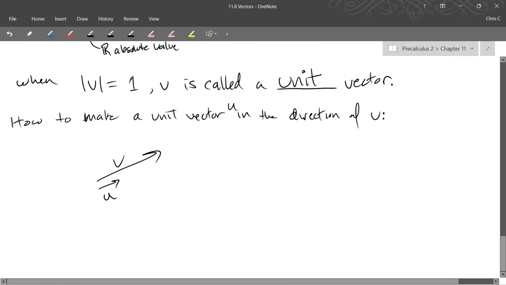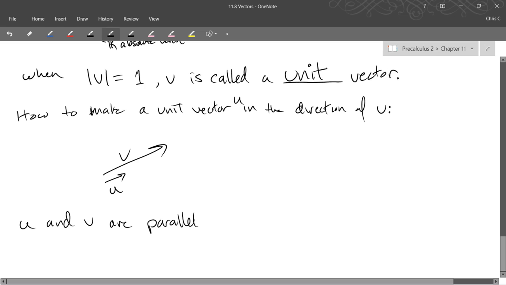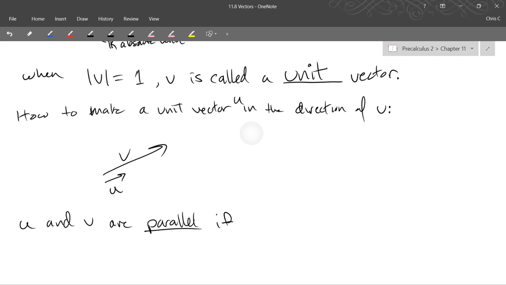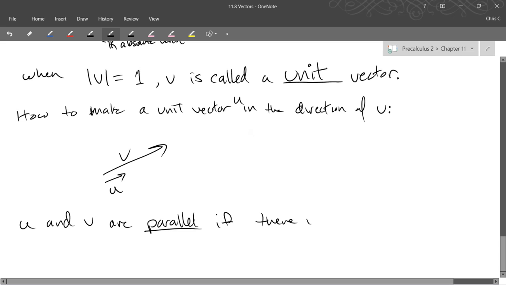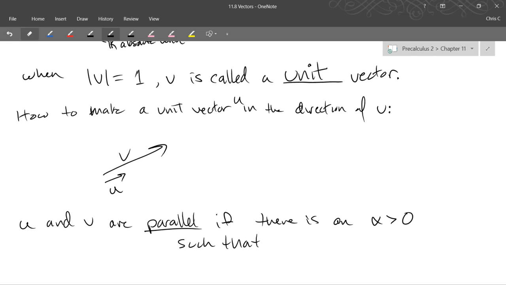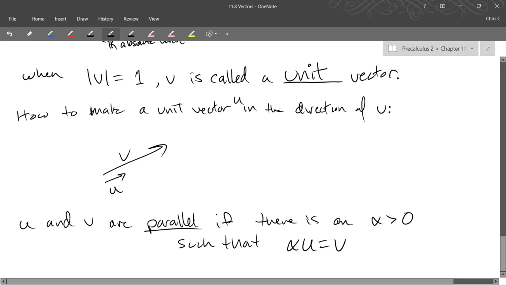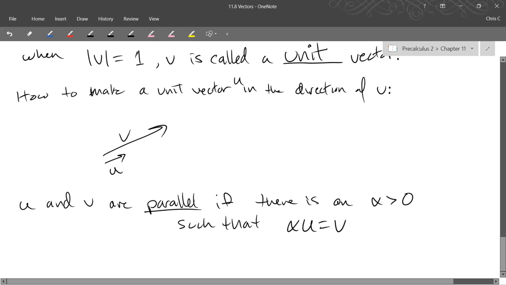So what does it mean for U and V to be in the same direction? We have the idea of parallel. U and V are parallel if, so what does it mean to be parallel? They both go the same direction. They're parallel if there's an alpha greater than 0 such that one vector is a multiple of the other, a positive multiple of the other.